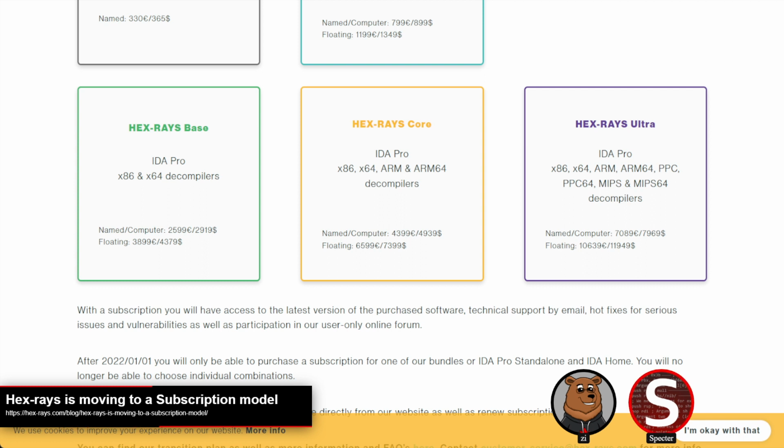It's an unfortunate change, but it's kind of in line with what Hex-Rays does. They just don't really seem to care what other people think. So, I mean, it makes sense for them. I can understand their reasoning for it. I just don't like their reasoning for it.